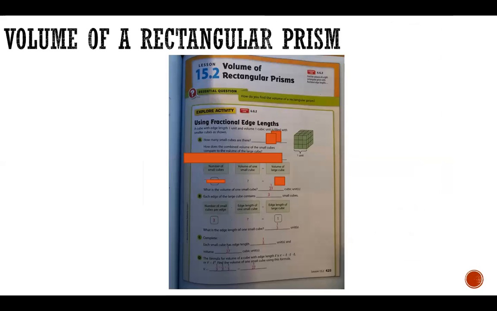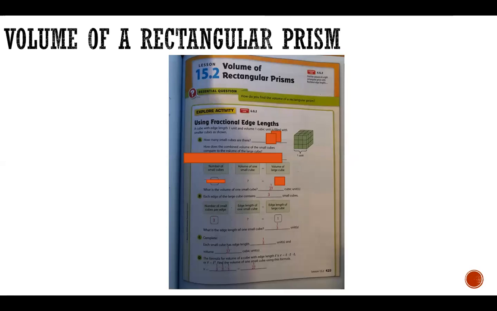So you'll notice that I left some things blank because we'll have to get there eventually. Using fractional edge lengths. A cube with edge length 1 unit and volume 1 cubic unit is filled with the smaller cubes as shown. How many small cubes are there? Let's look. So you have to focus on these parts. So when we're doing volume, it's normally measured in square units, right? How does the combined volume of the small cubes compare to the volume of the large cube?